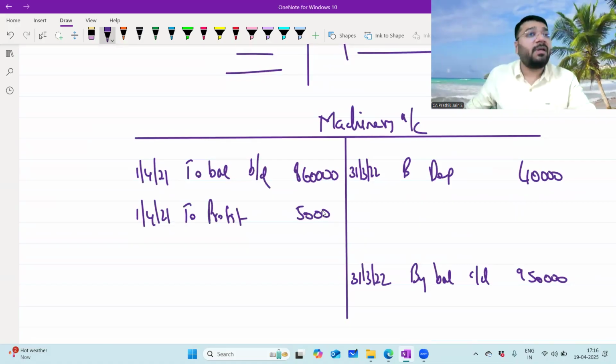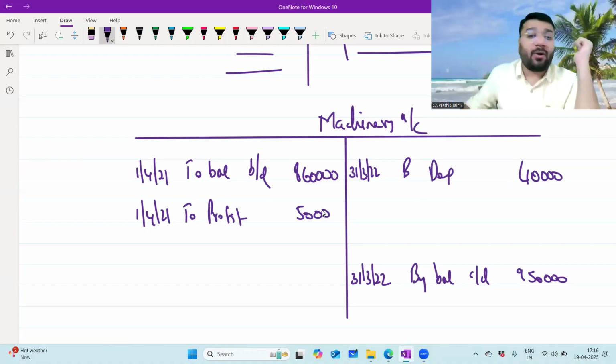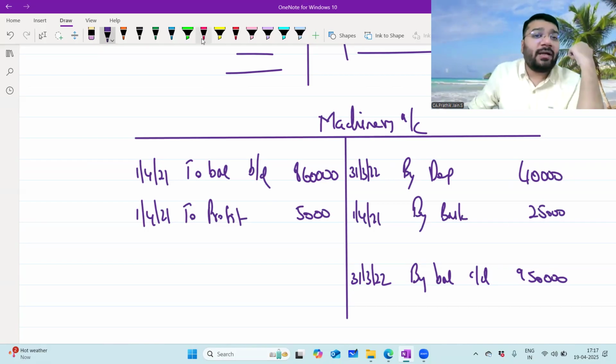5,000. Now the value of the asset in your books and what the person is going to pay are both the same. Now what is my sale entry? Journal 3 entry: bank to machinery. In the machinery record, by bank, on what date? 1/4/21. By bank, how much is it? 25,000.